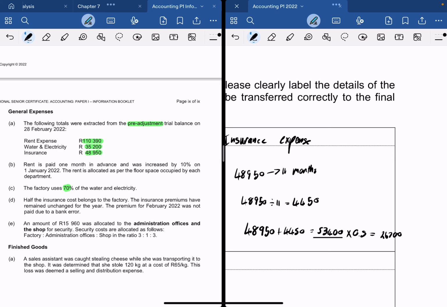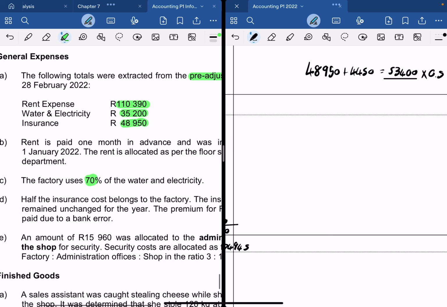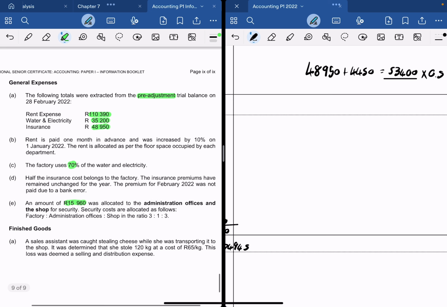Security costs are allocated as follows. Factory, administration costs, shop, in the ratio 3:1:3. Okay, the way they've worded this question is actually quite tricky. So 15,960 is used for the admin offices and for the shop, right?